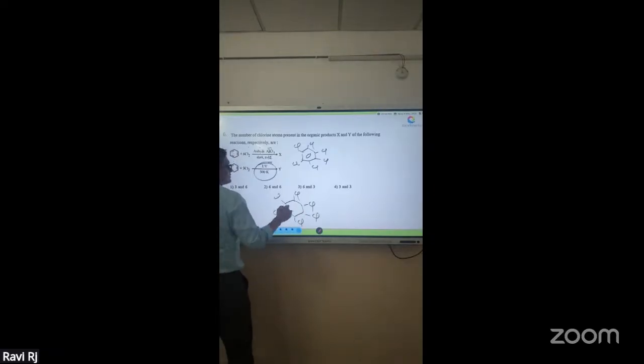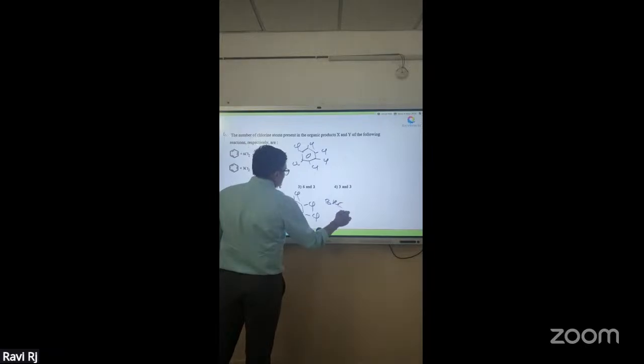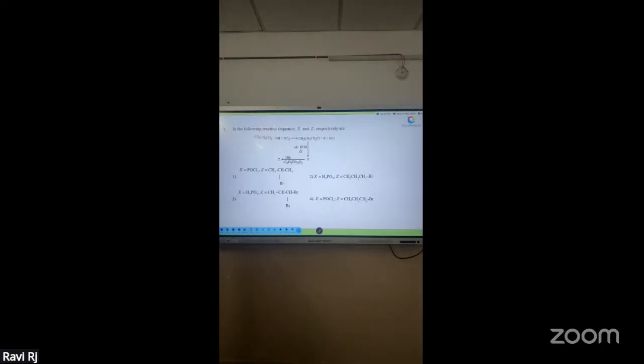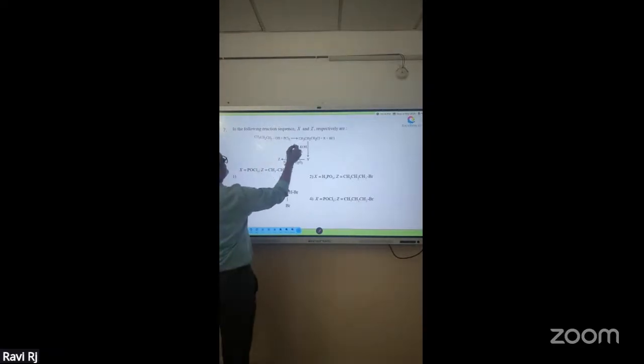Benzene hexachloride is also called as what? Gammexane. So both the compounds are containing what? 6 and 6 chlorine atoms respectively. So the right answer would be 6 and 6.